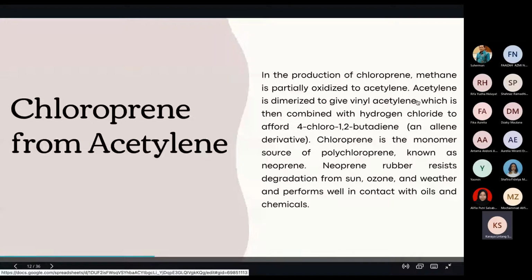Chloroprene from acetylene. In the production of chloroprene, methane is partially oxidized to acetylene. Acetylene is dimerized to give vinyl acetylene, which is then combined with hydrogen chloride to give 4-chloro-1,2-butadiene. Chloroprene is the monomer source of polychloroprene, known as neoprene. Neoprene rubber resists degradation from sun, ozone, and water and performs well in contact with oils and chemicals.